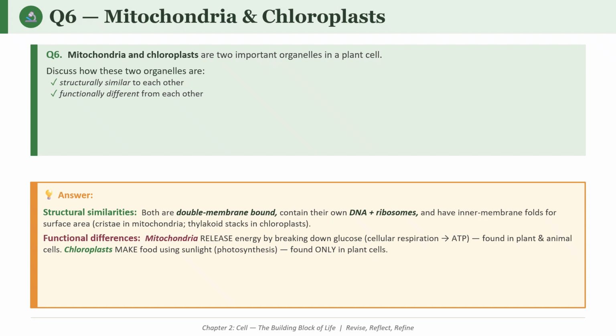So when you see the functional difference, mitochondria release energy by breaking down glucose, the cellular respiration. It gives out ATP, right? So it is found in plant as well as animal cell. Chloroplasts make food using sunlight, photosynthesis, found only in plant cells.